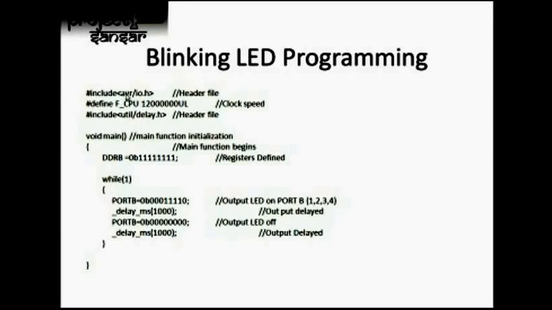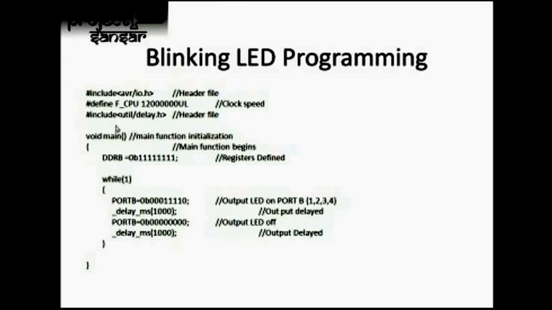So here we have two header files, io.h and delay.h. We use the define function here as a macro to define the speed of the microcontroller. Here we use a 12 MHz clock speed, hence we define that.